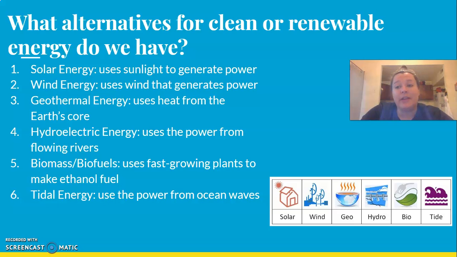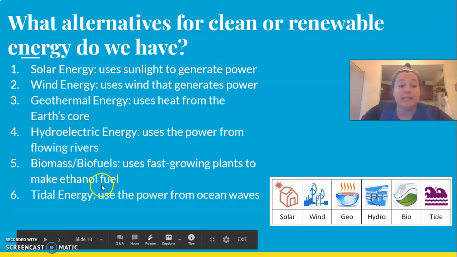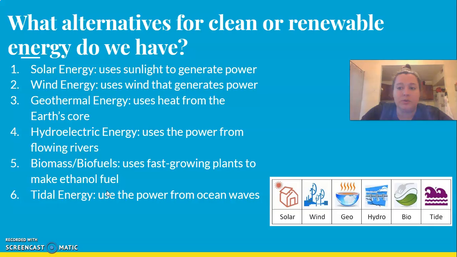Then we have hydroelectric energy, which is where dams are usually built to use the power from flowing water, typically a river. And dams are built to control the flow of the river. Now, we also use something called biomass, which is from a fast-growing plant, like let's say corn, for example. We can break down corn to make gasoline, which is called ethanol. And that ethanol fuel can be mixed into our regular gasoline.